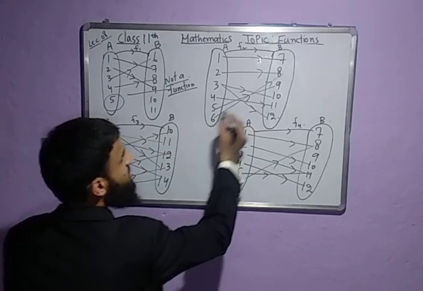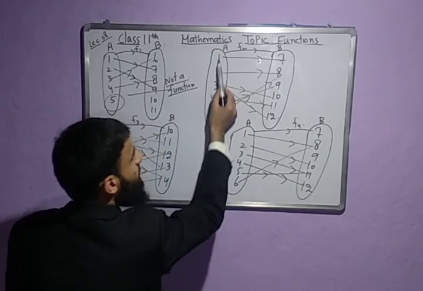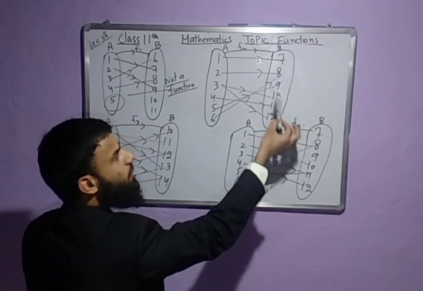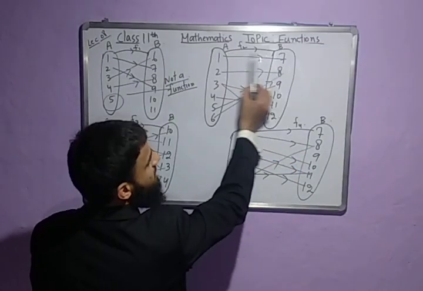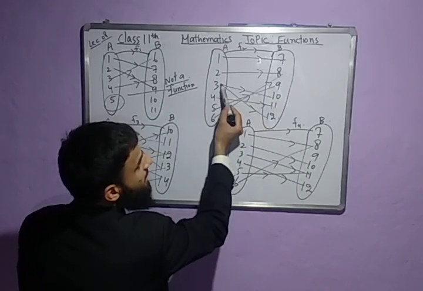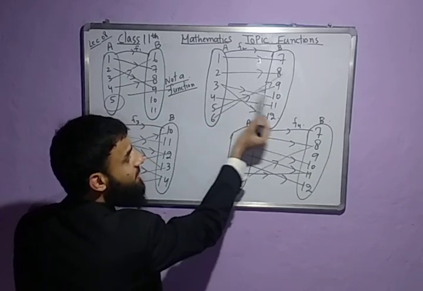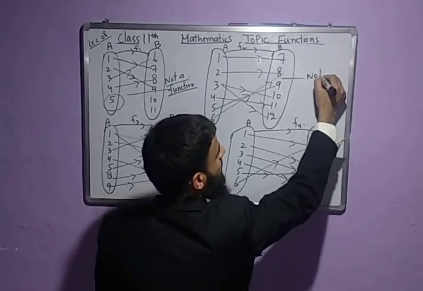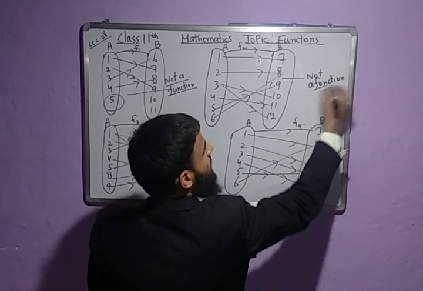Okay, let's check F2. Here 1 is related to 7. First of all, the elements have some image. They are related to the elements in set B. Now 1 is related to 7, 2 is related to 8, and 3 is related to 10, and 3 is also related to 12. It means 3 has got two images. This means it is not a function.